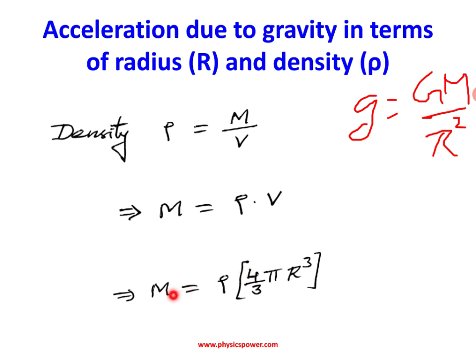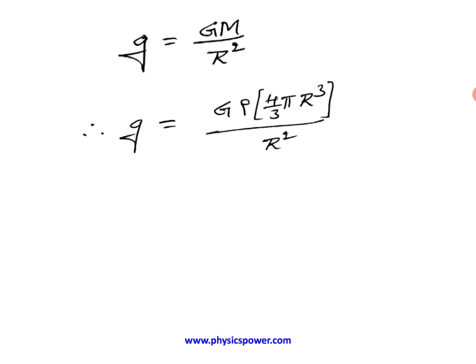So if you substitute the M value in this expression, g equals GM by r square, instead of capital M we substitute 4/3 pi r cube, then divide by r square. The r square and r cube get cancelled, and in the numerator only r will be left. So that is g equals 4/3 pi G rho r. From this expression we can say that here capital G is a constant and 4 pi by 3 is a constant.